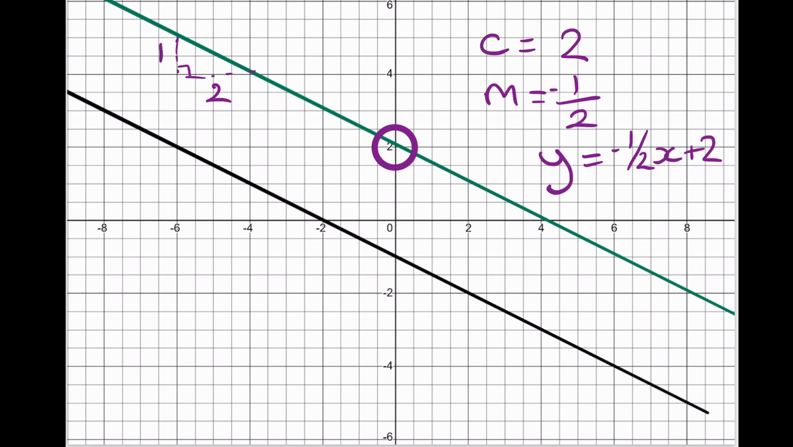What would be similar with the black line? Well, it's got the same gradient because it's got the same slope. It's parallel. So I know for my black line, I can start off in a similar fashion. Y is going to be equal to -1/2 x. But what's different here is that we are not crossing in the same position. We're actually crossing the y-axis at -1. So to finish this equation off, I can just put -1. So we know we've got parallel lines if the coefficient or the multiplier of x is the same as one another.